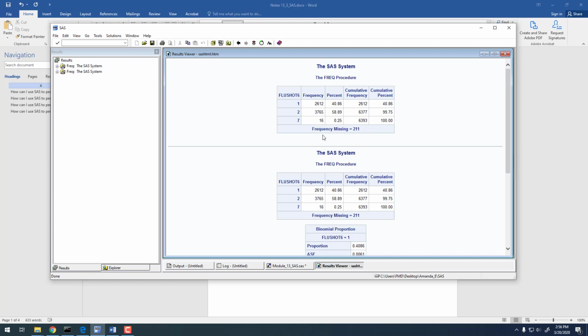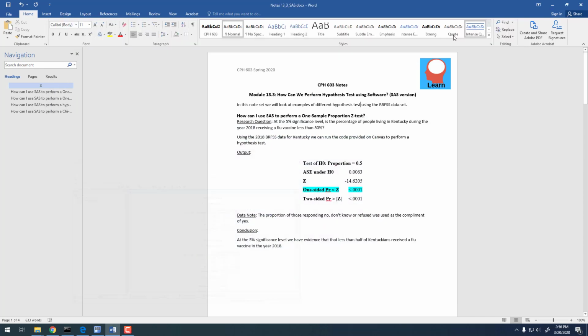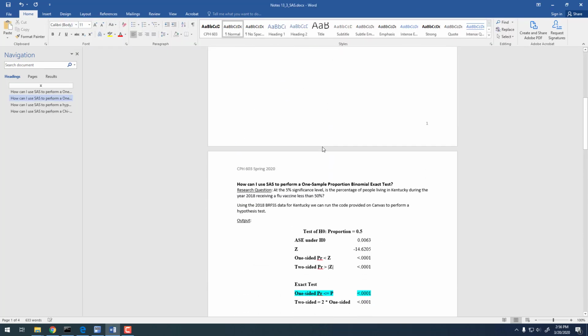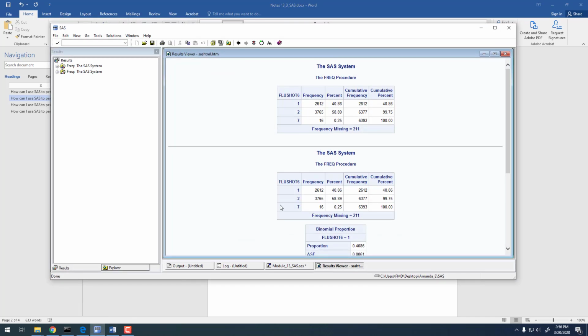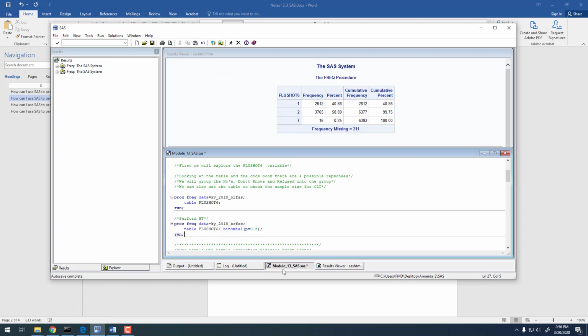But there will be times that you might have smaller sample sizes and that assumption is violated. When that is the case, you can use an alternative hypothesis test, which is the binomial exact test. And so I'm going to show you how to do that. So we're going to pretend that we violated our sample size assumption, and so we couldn't use that 1 proportion z test. So instead we would need the binomial exact test. Going to our SAS code.